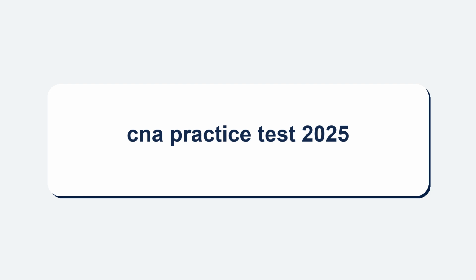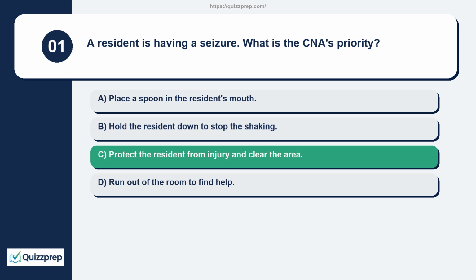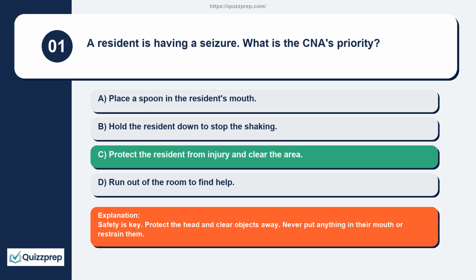CNA Practice Test 2025. Question 1. A resident is having a seizure. What is the CNA's priority? Place a spoon in the resident's mouth. Hold the resident down to stop the shaking. Protect the resident from injury and clear the area. Run out of the room to find help. Safety is key. Protect the head and clear objects away. Never put anything in their mouth or restrain them.